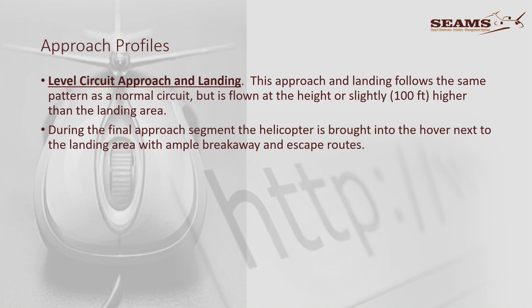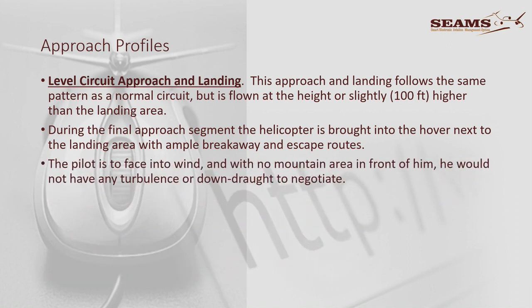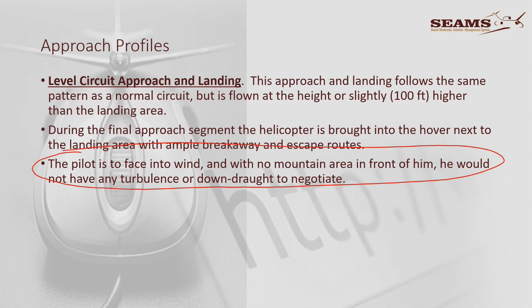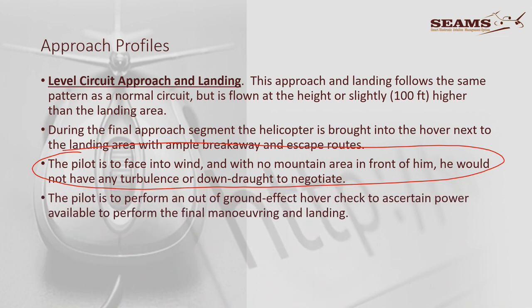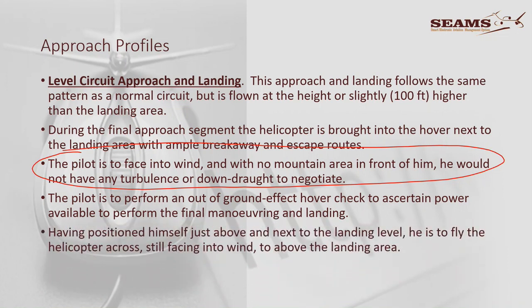Now that you've got plus minus an idea what we're talking about, the pilot is to face into wind. As I've said, the helicopter must be faced into wind, and with no mountain area in front of him, he would not have any turbulence or downdraft. Look here: clear air, hover, nothing in front, no up and down drafts to worry about, and that should be pretty much okay. And the pilot is to perform an out-of-ground-effect hover check to ascertain power available to perform the final maneuvering and landing. This is very important, and obviously that must be into wind.